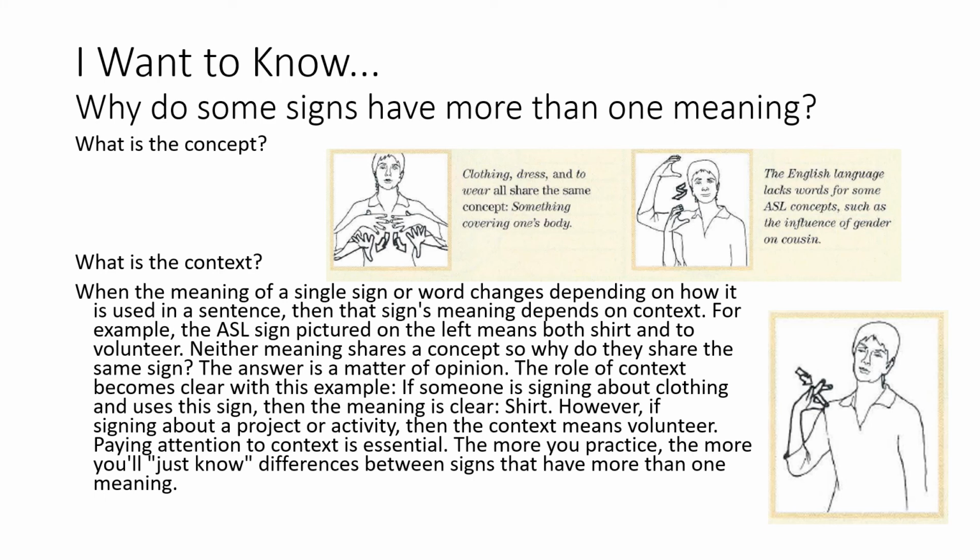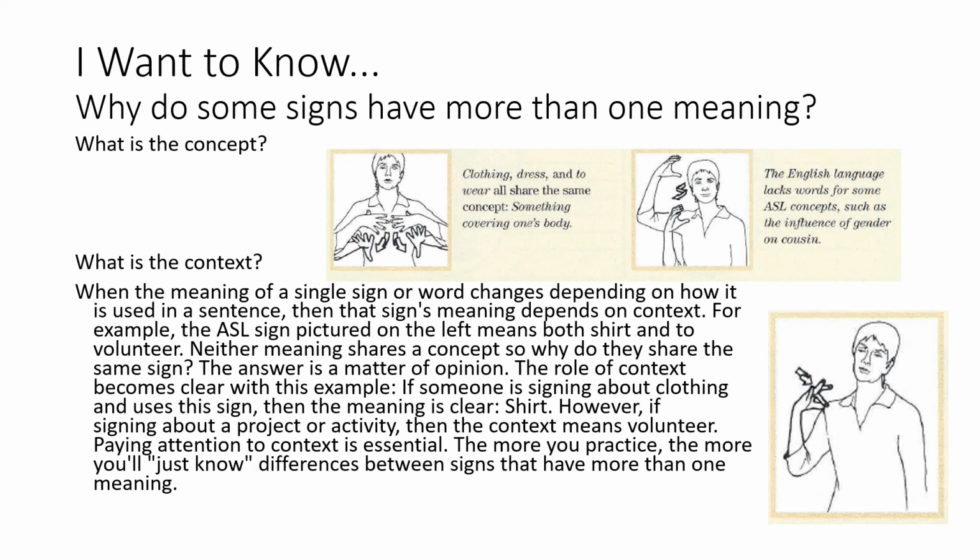What is the context? When the meaning of a single sign or word changes depending on how it is used in a sentence, then that sign's meaning depends on context. For example, the ASL sign pictured on the left means both shirt and to volunteer. Neither meaning shares a concept, so why do they share the same sign? The answer is a matter of opinion.